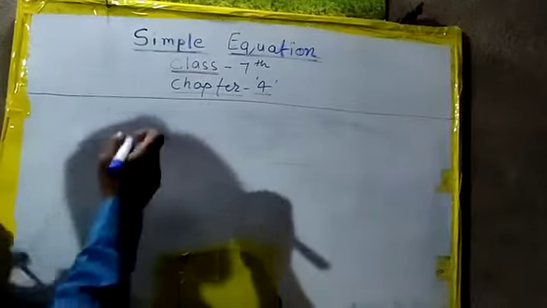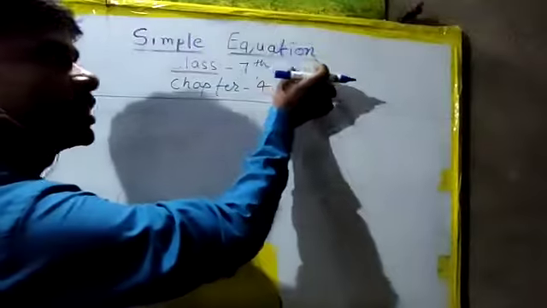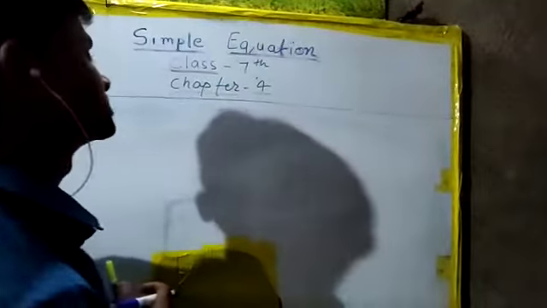Hello, we are going to read today simple equations, class 7, chapter 4. Here we will come to know how we make equations first of all, and how we are going to solve that equation. So first of all we need to understand how we are going to make this equation, right?